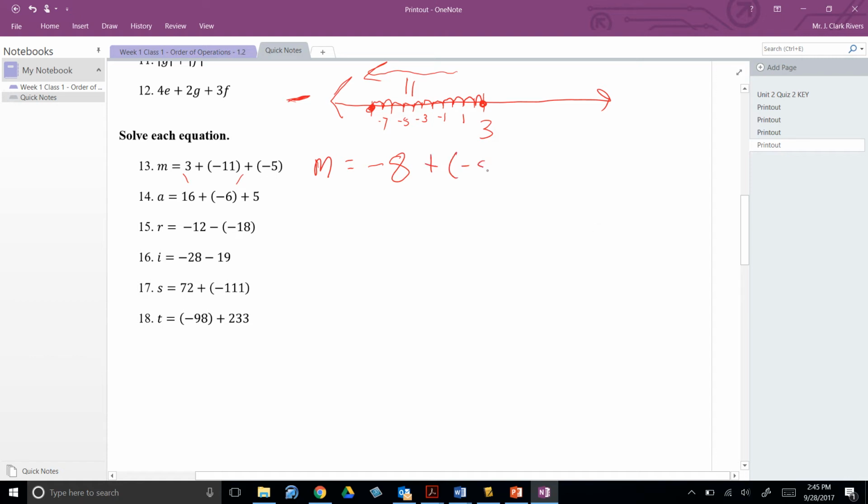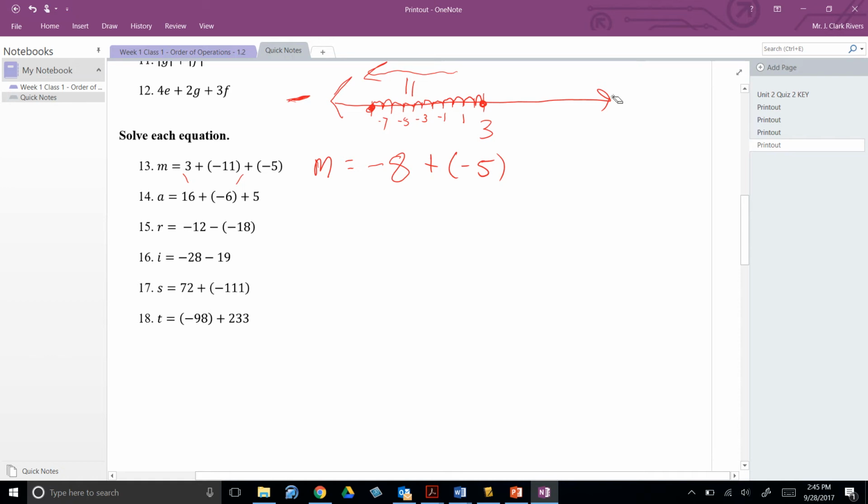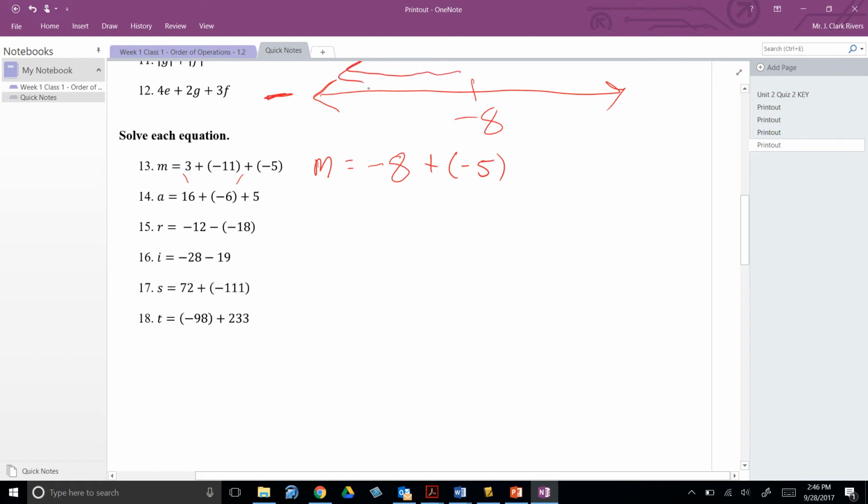Negative 8 plus negative 5. All right, now a lot of people get this confused. They see a negative plus a negative, and they get that mixed up with their multiplication rules. And they think a negative plus a negative, that's a positive, and it's not. Again, I'll show you on the number line. I'm starting at negative 8. I'm adding to that a negative number, so I'm moving in the negative direction. So I'm going further down the number line in the negative direction. This is going to be always negative. A negative plus a negative is always going to be negative. 8 plus 5, that is 13. So we get m equals negative 13.